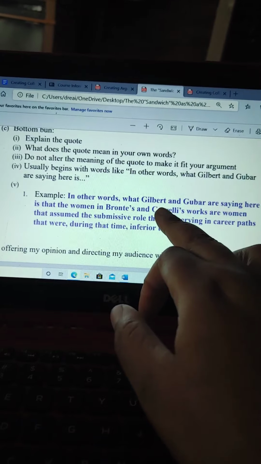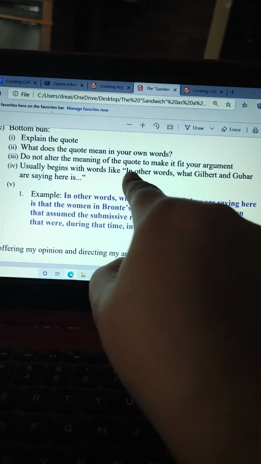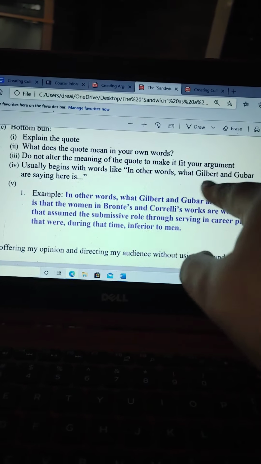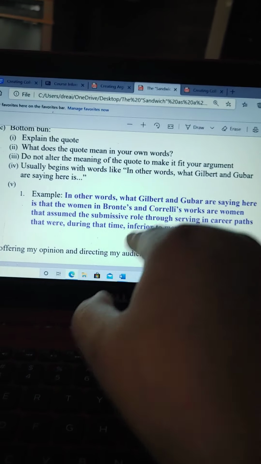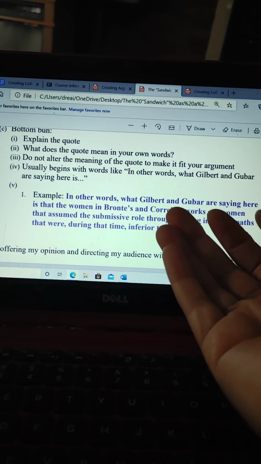Generally, when you're putting it in your own words, it's going to begin with words like, in other words, what Gilbert and Gubar are saying here is, or something like that.